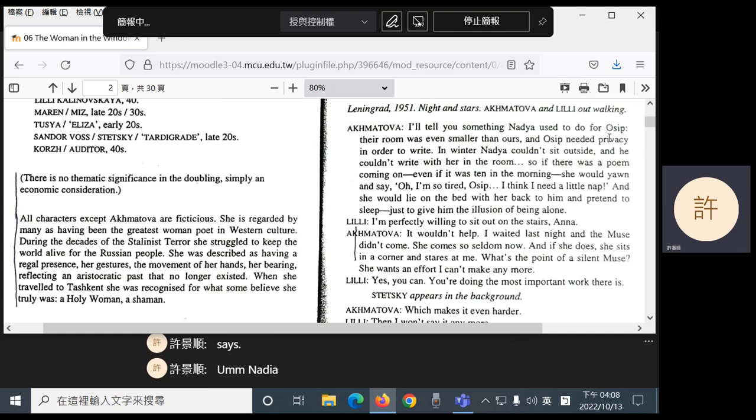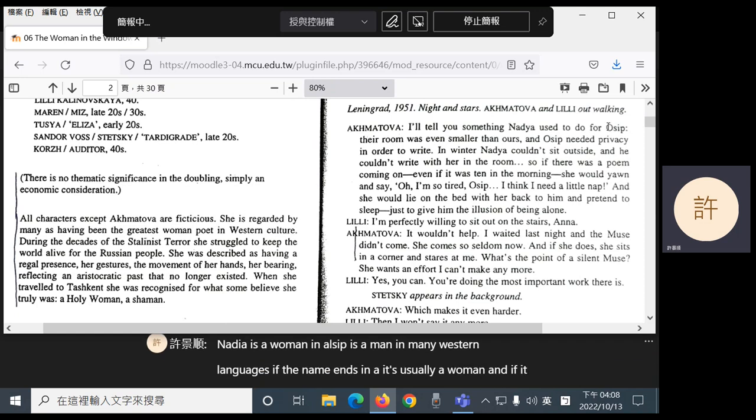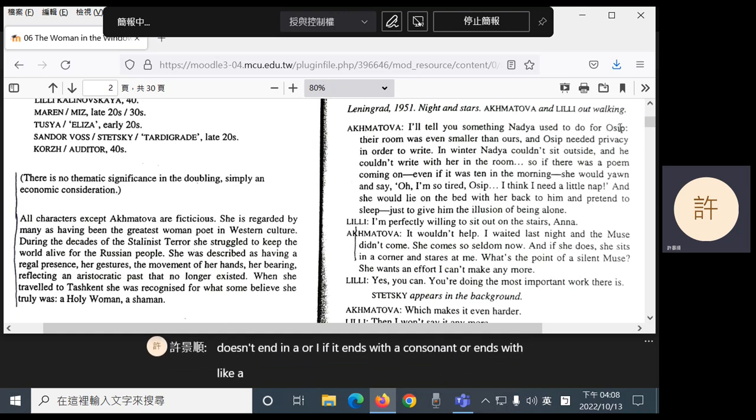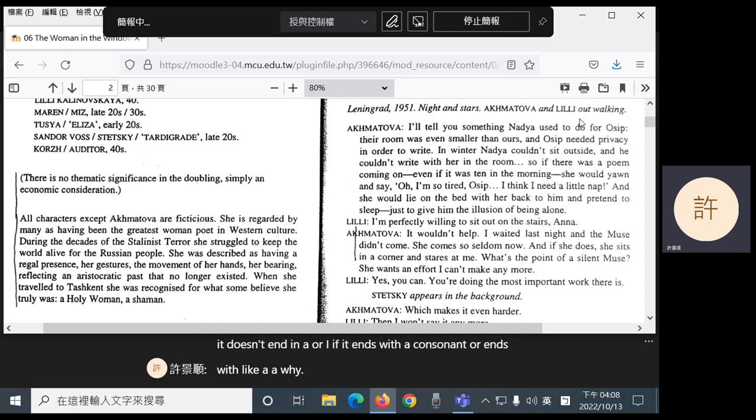Nadia is a woman and Ossip is a man. In many Western languages, if the name ends in A, it's usually a woman. And if it doesn't end in A or I, if it ends with a consonant or ends with a Y or O, then it's usually a man.